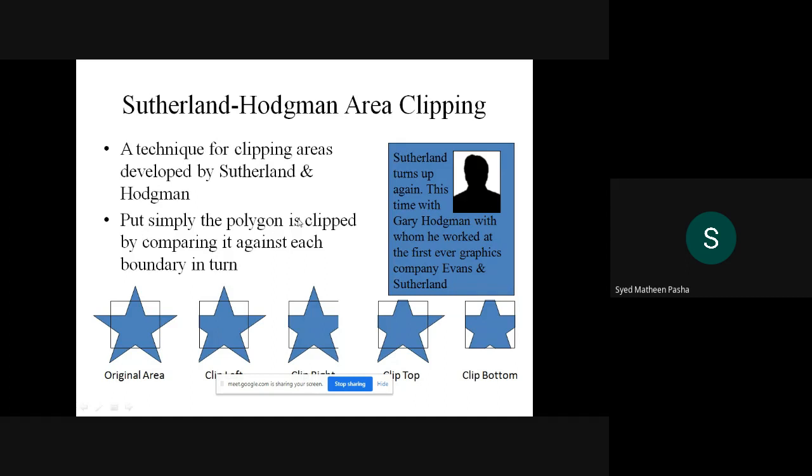Put simply, the polygon is clipped by comparing it against each boundary in turn. Check out the example. This is the original area of the object. Clip left. This is the left part, right part, top part, and bottom part. Clip the left part of the polygon. This is the left part, and this part is clipped here. Clip the right part. This right part is clipped here. Clip the top part. This top part is clipped. Bottom part. This bottom part is clipped from that particular object.